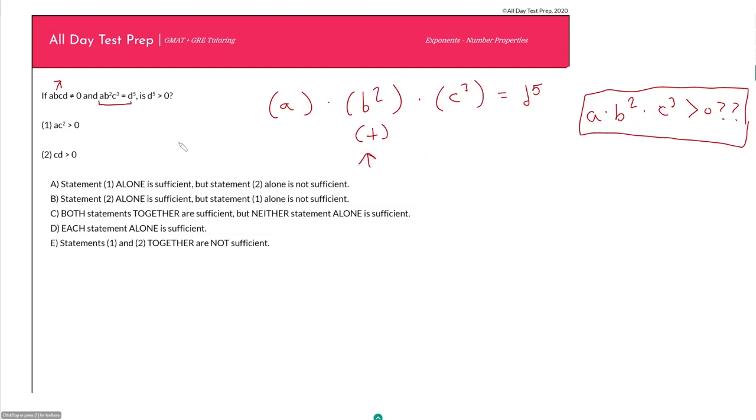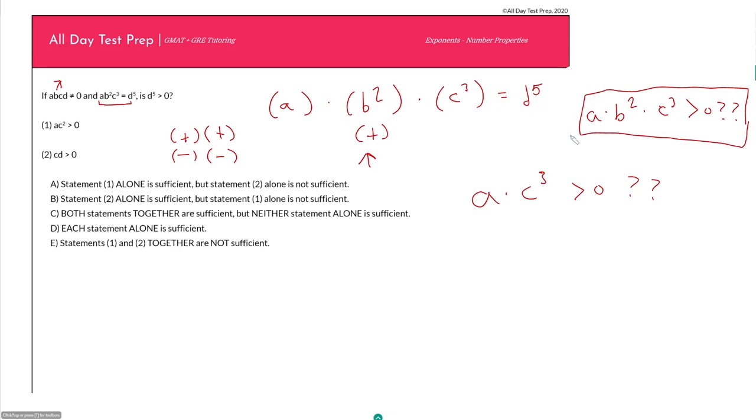So if I want a times b squared times c cubed to be greater than 0, well, there are only two ways I can get something greater than 0 if I'm multiplying things together. You can either have a positive times a positive, or a negative times a negative. And so this whole question here is, so if I really want to know is a times c cubed greater than 0, because a and c cubed are the only things that determine the sign of d to the fifth, because the b squared is sort of set.